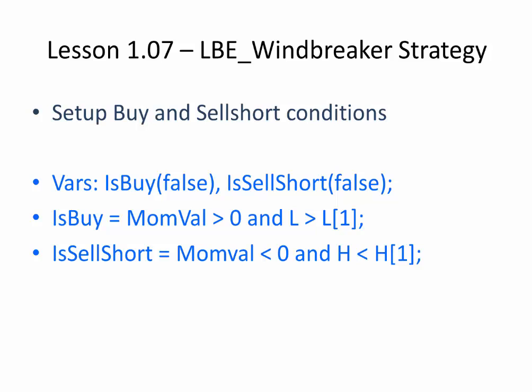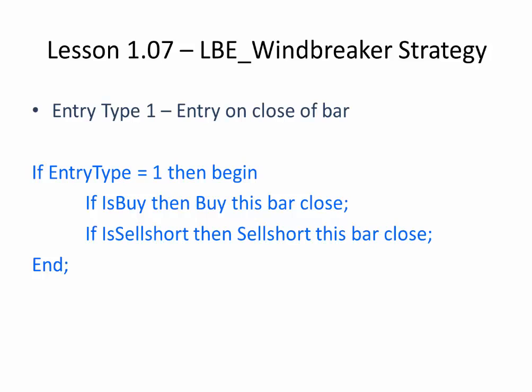Is buy will be when the momentum val is greater than 0 and the low is greater than the prior bar low. We will sell short if the momentum val is less than 0 and the high is less than the prior bar's high. So here is our very first entry type, entry on close. If entry type is 1, then buy this bar on close, and if is sell short is true, then sell short this bar on close.